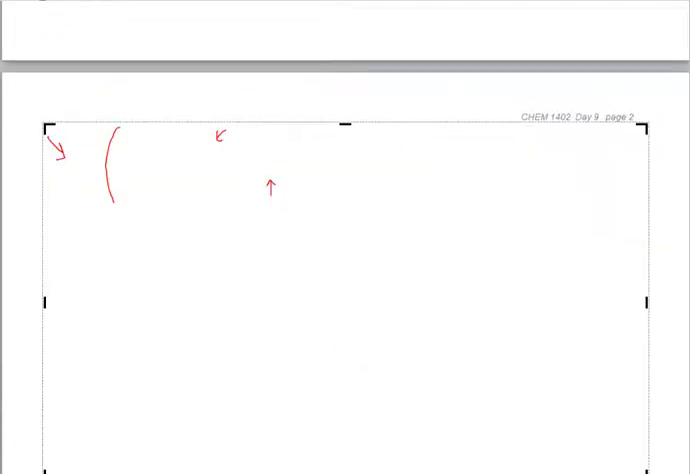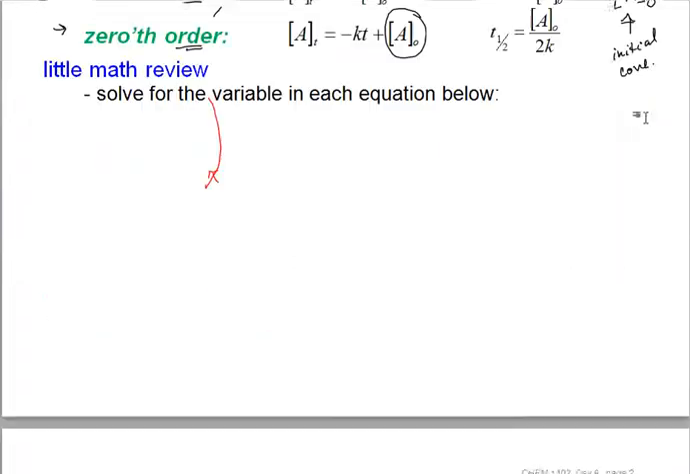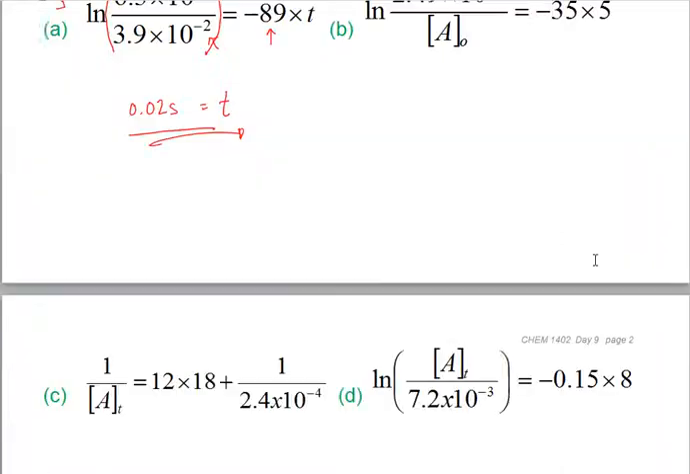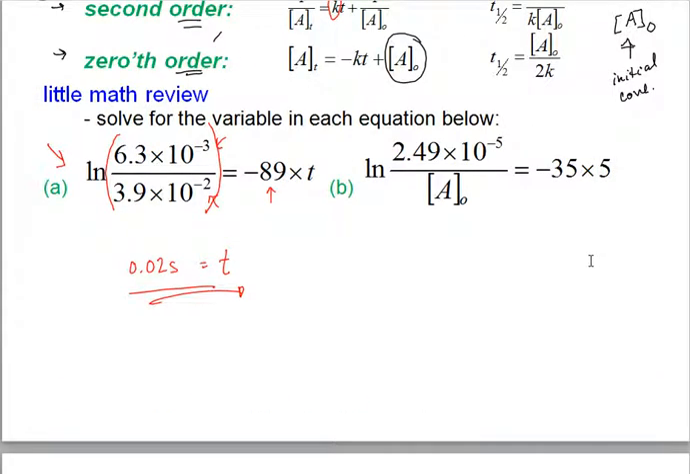Anyone remember how? How do you get rid of ln? Does anybody know? The e. So let's see what this looks like. Raise both sides to the e power.